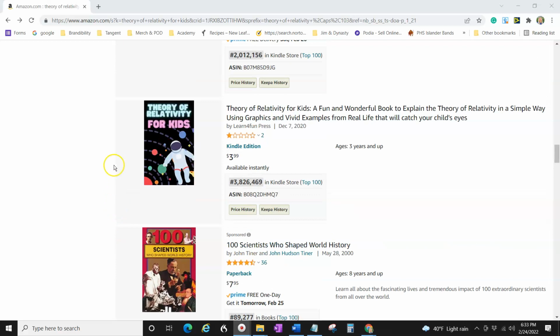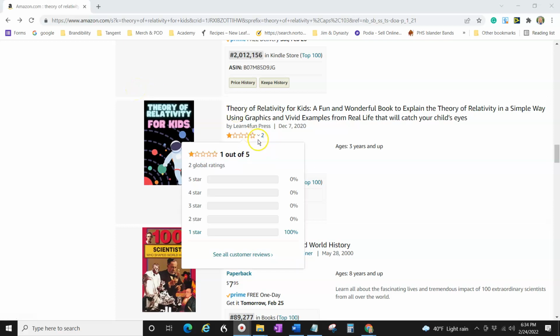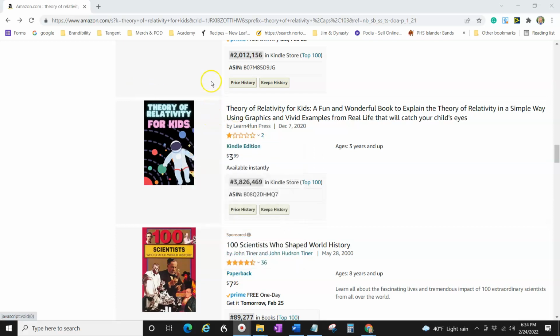Now, I did want to point out this one, The Theory of Relativity for Kids, and I looked into this one. It's a 2-page book, okay? It is a Kindle book that has 2 pages. Don't do this. If you don't really know anything about the theory of relativity, don't write a 2-page book on it, because the person who gave it 2 stars said they felt like they were scammed.